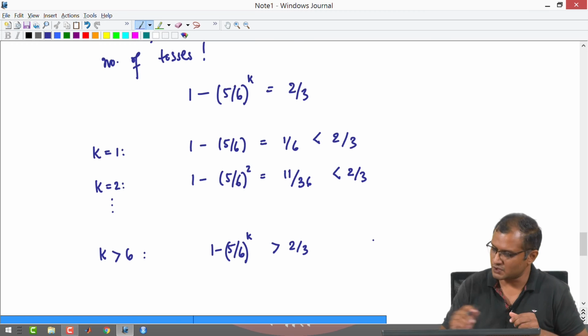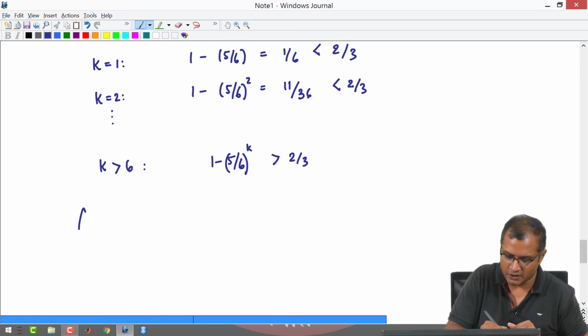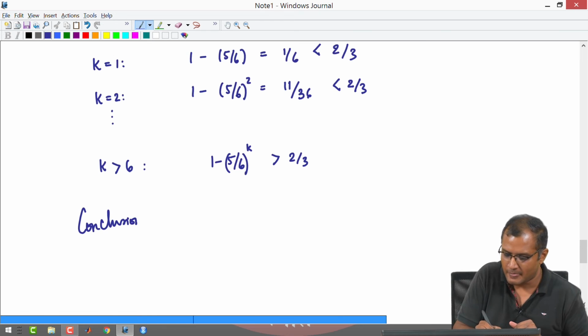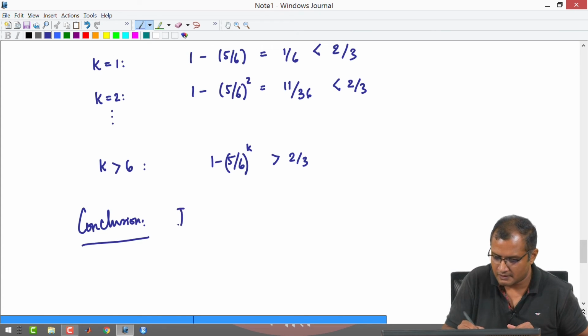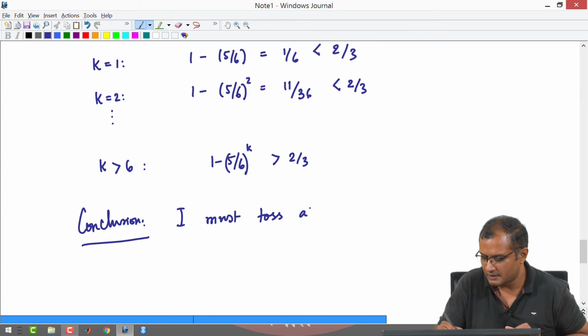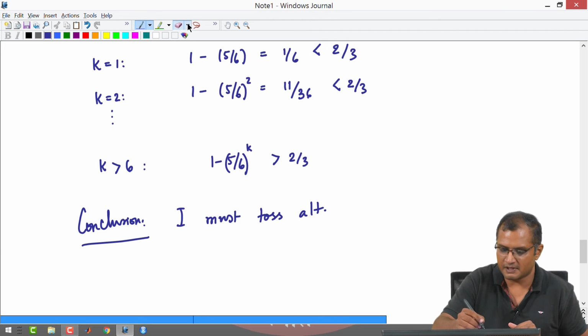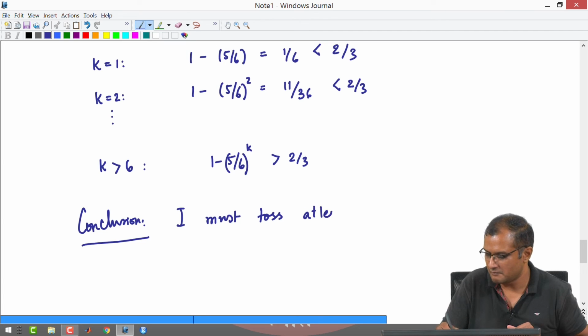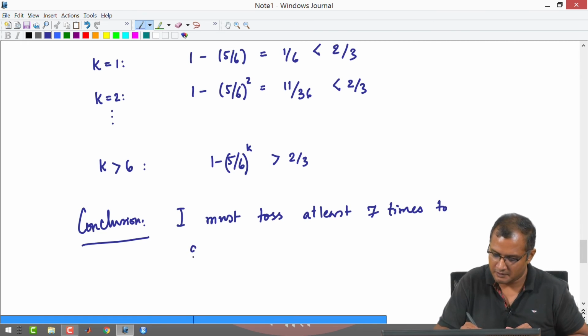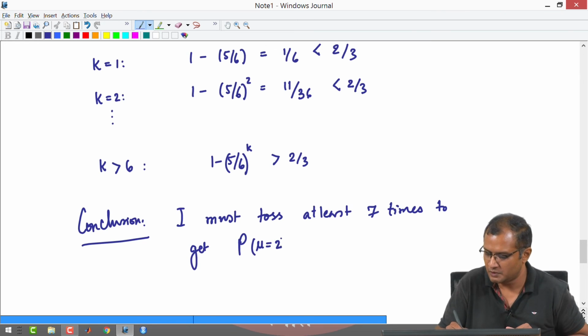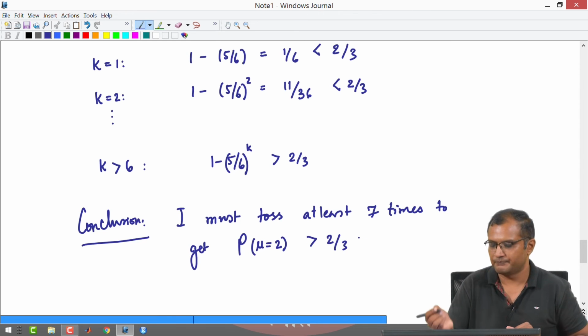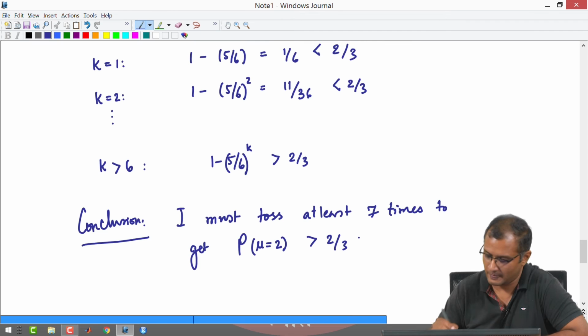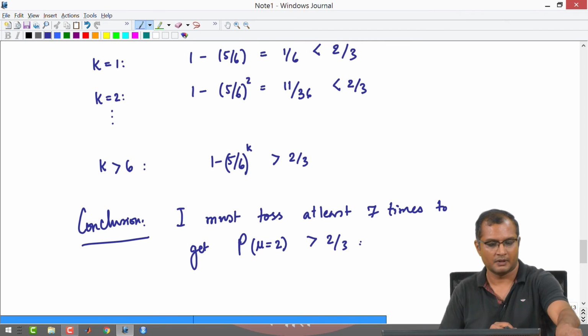What this means is that I must toss. The take home conclusion is that one must toss the die at least 7 times to get the probability of getting at least one 2 greater than 2/3. That is the conclusion. Fine.